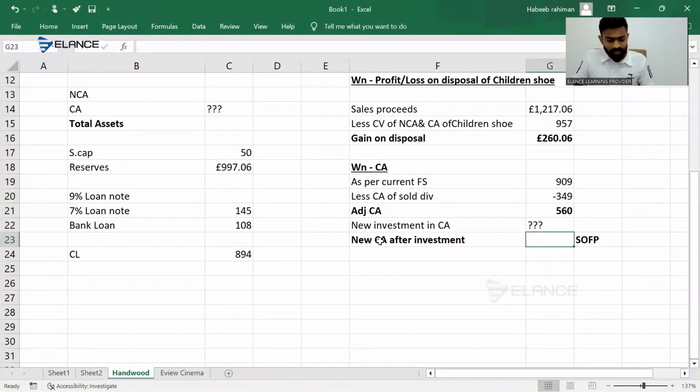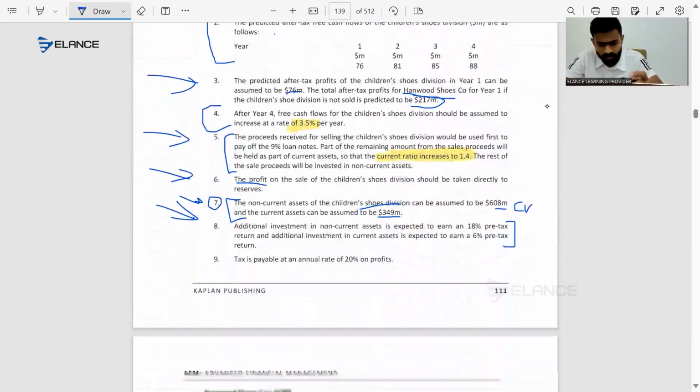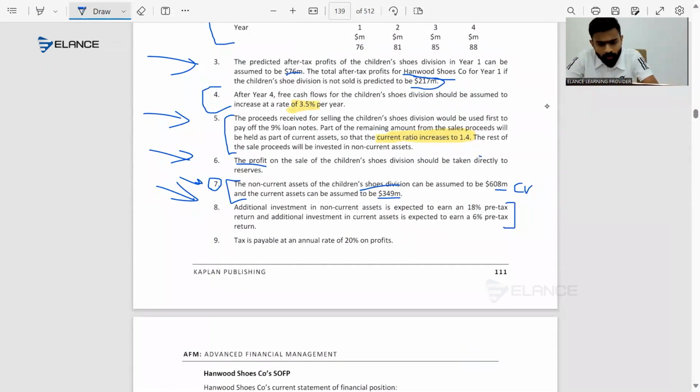Okay. See, you know the formula for the current ratio. Could you please comment what's the formula for current ratio? It is current asset divided by current liability, right? The formula for the current ratio is current asset divided by current liability. They said the answer is going to be how much? 1.1. They said it is going to be 1.4, right?